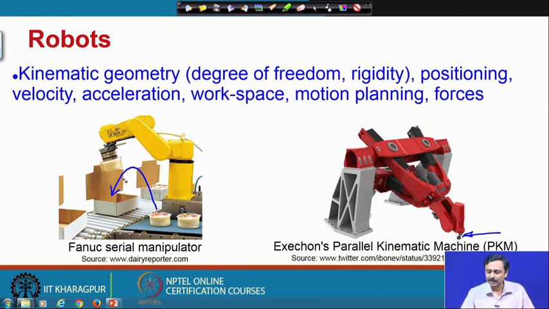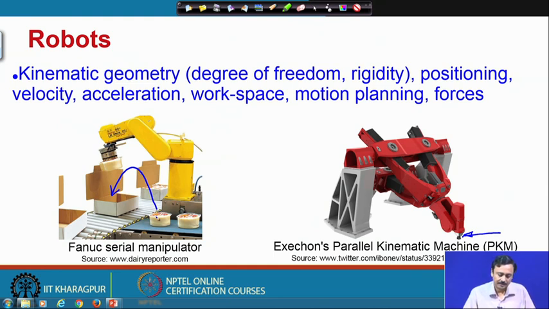Then positioning of this tool or this packet. So, how do you control the actuators so that this package will be taken from the conveyor to the box where it is being packaged? Acceleration: how fast this is going to move and how quickly it is going to accelerate to that speed.